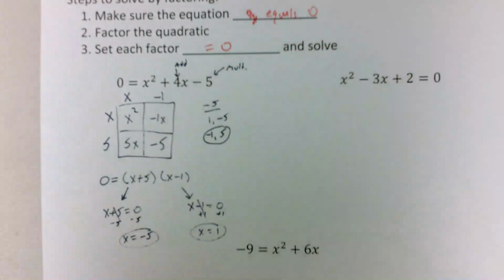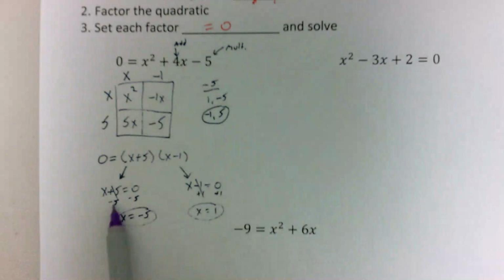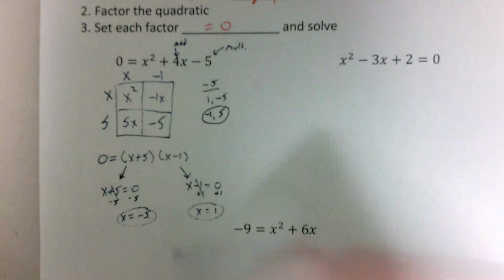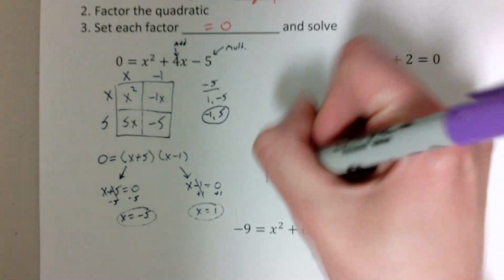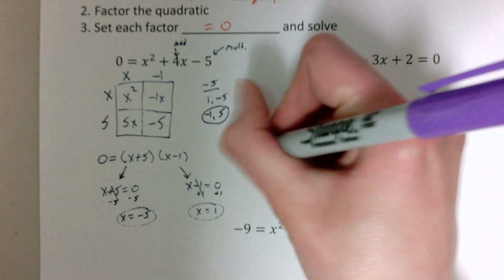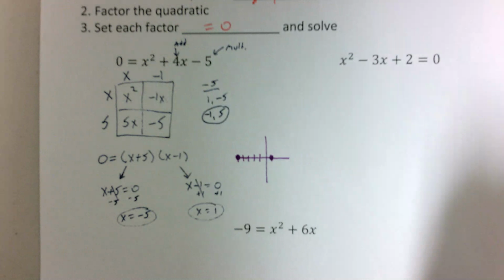Okay, so this isn't anything too crazy. We've done this before, right? We've done this part before, and we've done this part before. So it's just kind of putting them together. All right, now quick side note. What do these 2 solutions mean in terms of your graph? What this tells me is that if I were to graph this, the graph is going to go through -5 on the x-axis and +1 on the x-axis.